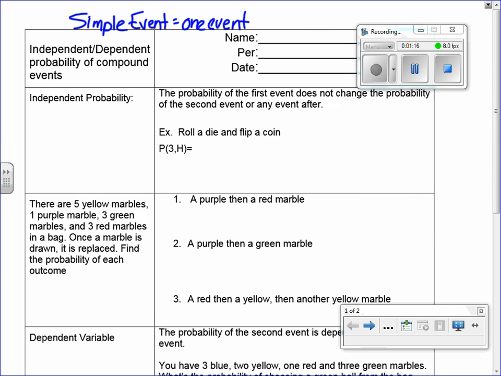So first of all, we're going to talk about independent probability. The probability of the first event does not change the probability of the second event. So for example, the probability, that's what that P means, of rolling a die and flipping a coin. The probability of getting that 3 is going to be 1 out of 6, and then getting heads would be 1 out of 2 because there's 2 sides on a coin. All we do is multiply that together and we get 1 over 12.